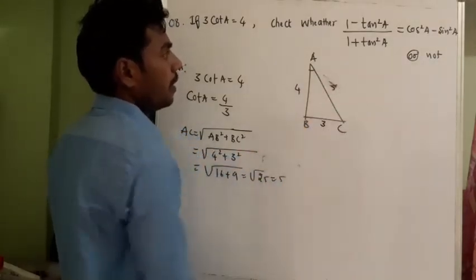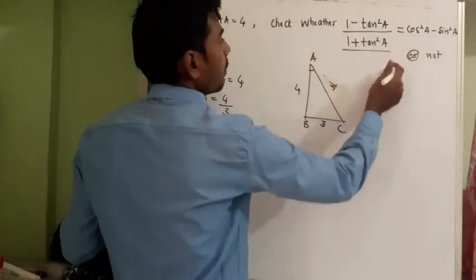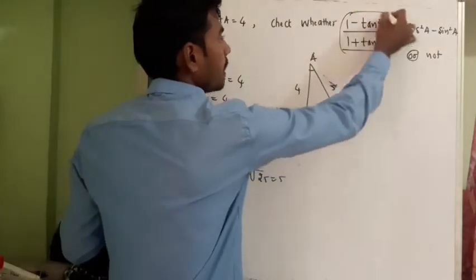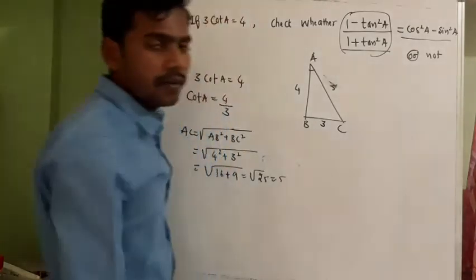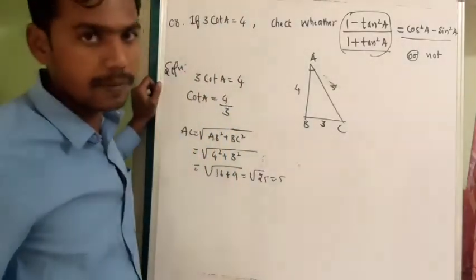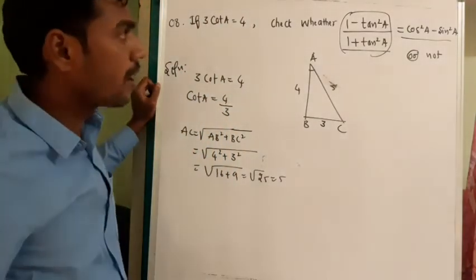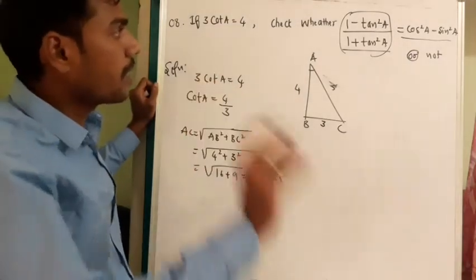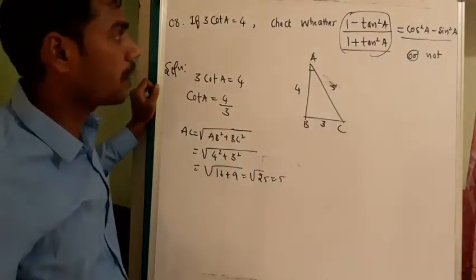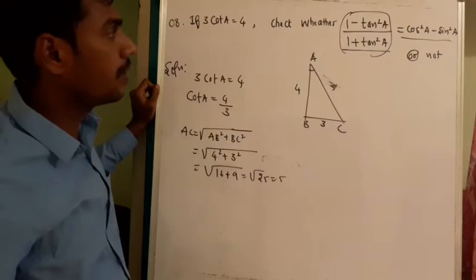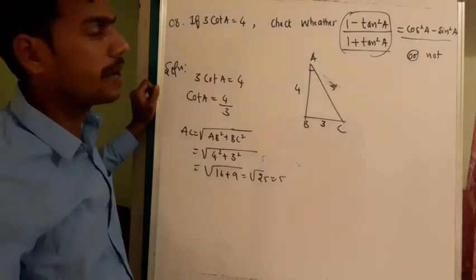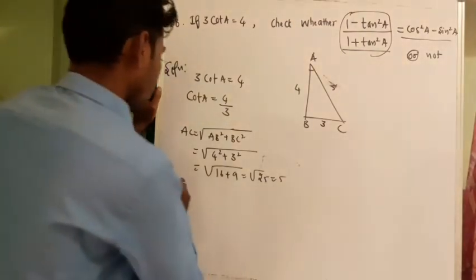Now we need to verify this relation. We'll separately calculate the value of this and this. If they are equal, we'll conclude that the given statement is correct, that is yes. Or else we'll say (1 minus tan square A) divided by (1 plus tan square A) is not equal to cos square A minus sin square A. So we'll go through that.